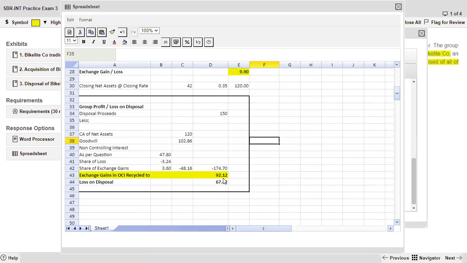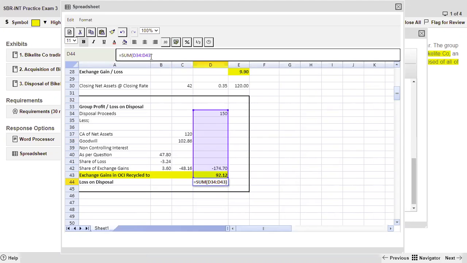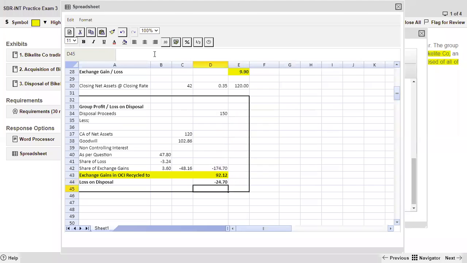No issues. Let's say, for the time being, if I change the calculation, and let it be till 42. You get 24.7. Recognize the loss. But then this OCI would be transferred to P&L. Combine both of them, and you will again end up getting the same answer. So better that you include it.